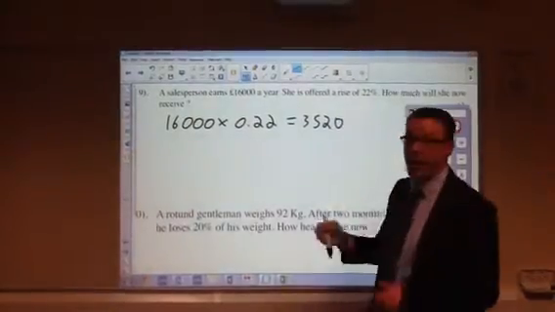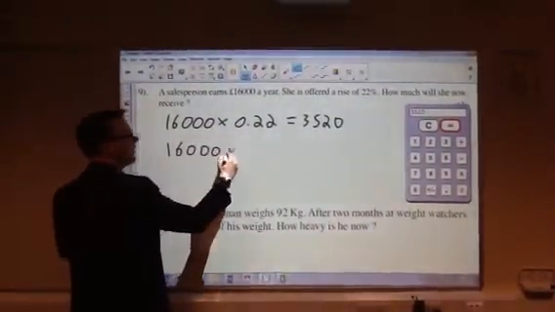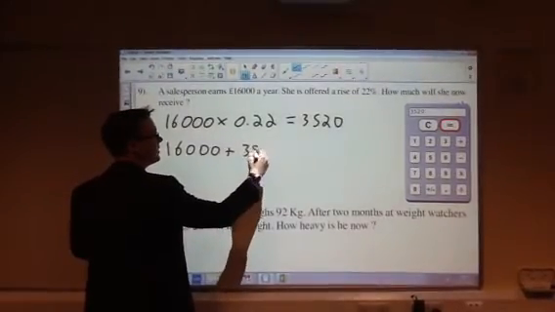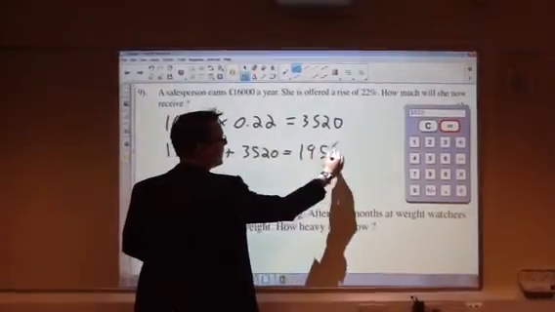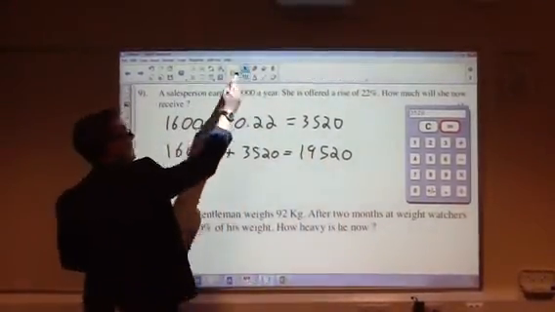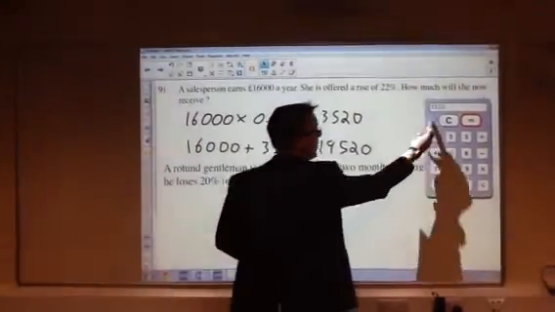As it's a rise, I get my original amount and I add that on. If it was a decrease, I would take it off to get 19,520. We could also use what's called a multiplier. I'm going to try and use a multiplier on the second one.